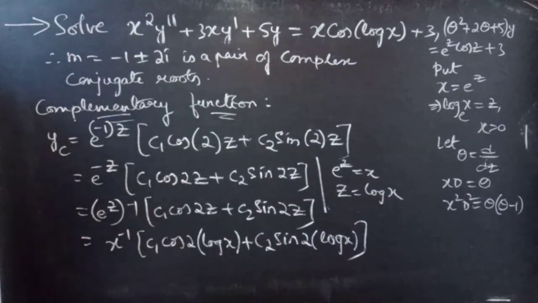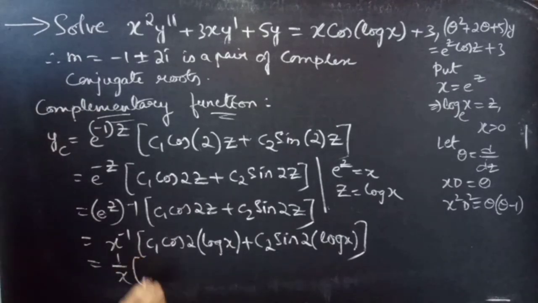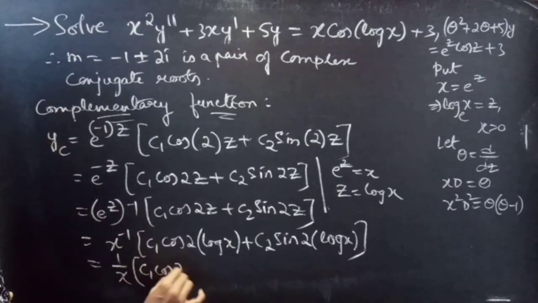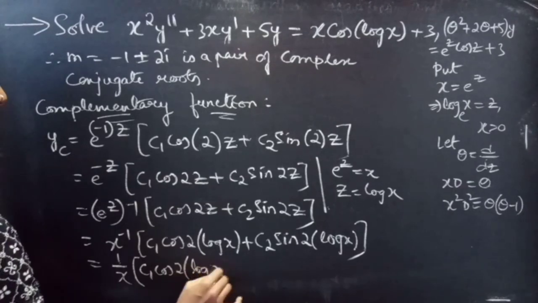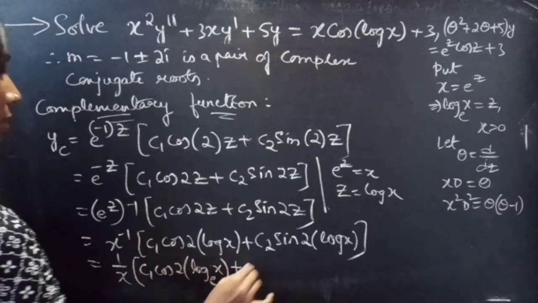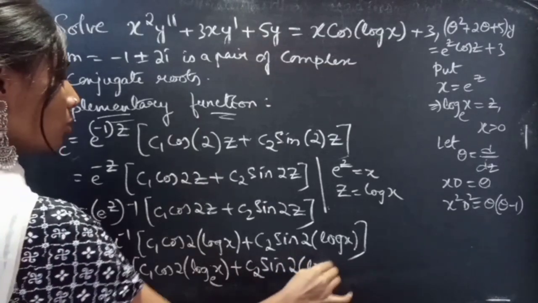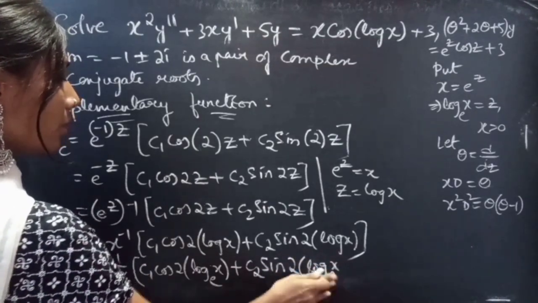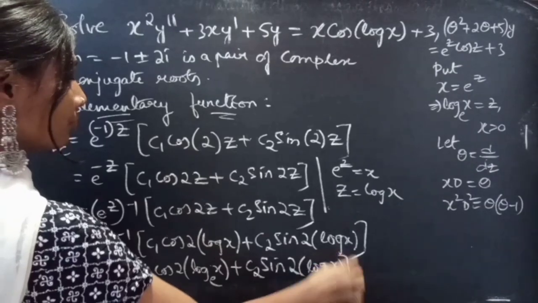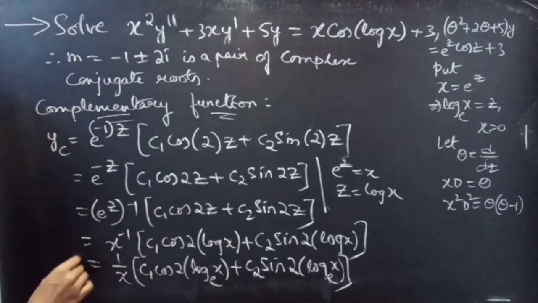We know that x inverse is the reciprocal of x, 1 by x into c1 cos 2 log x, where log x is the log to the base e, plus c2 sine 2 into log x to the base e. So these are the required yc. Now let's find yp.